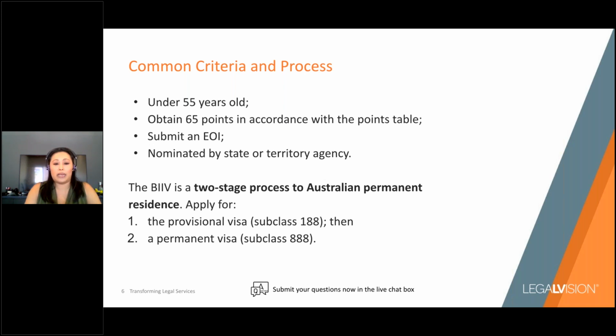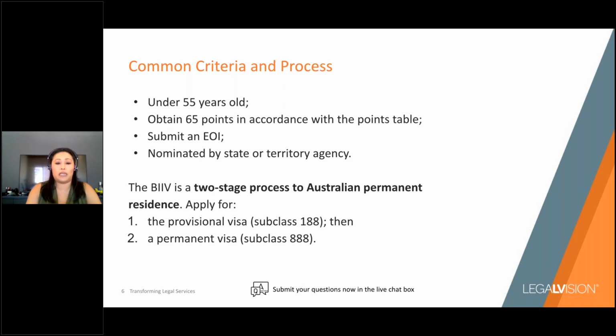They do need to meet a points threshold, which is typically at 65, and the points table identifies certain criteria where you can gain or obtain points for, such as your age, your business history, your investment history, your asset threshold, your turnover threshold, things like that.